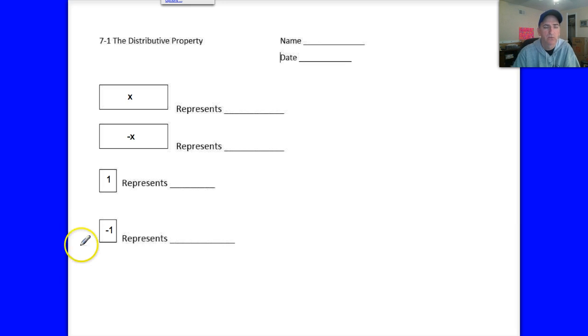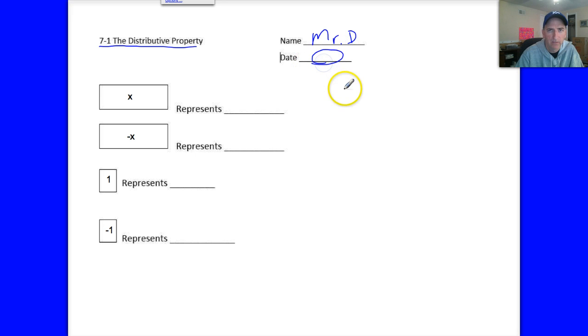So we move into pre-algebra topics. This one that we begin with is called the distributive property. If you have not yet put your name on here, please do. Put your name and the date for today so you keep your notes organized in your binder, please.